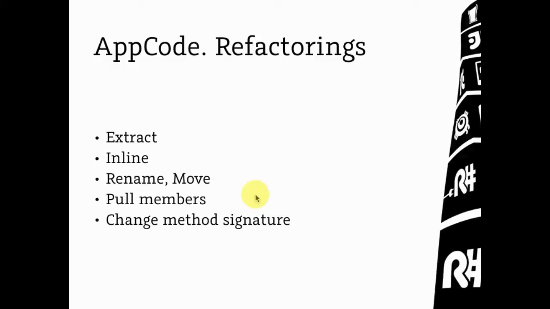The only thing I didn't show from these lists is Pull Members Up. If you have some class, you have some superclass, and you want to move some methods up to a superclass, you can do it with a simple refactoring. It's basic stuff. Sometimes I even don't remember what I use anymore. I've used the IDEA platform for so long, so maybe I forget something.